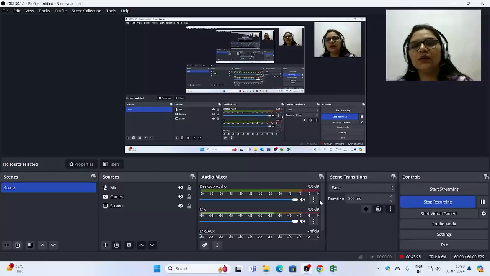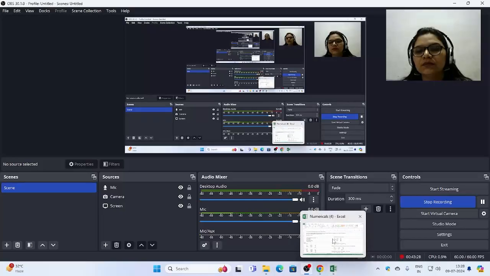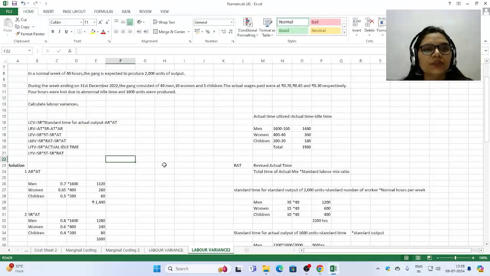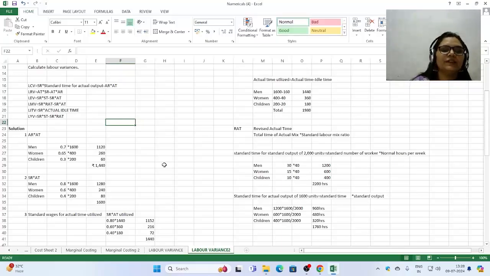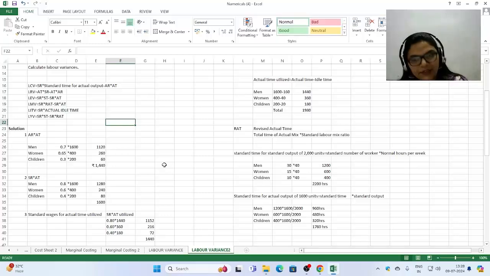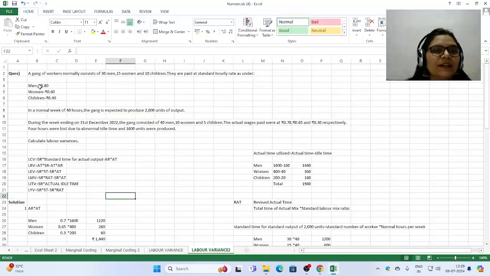Now, as I have said, if there is any confusion in your mind, let us keep it for the end of the session. But before winding up the session, let me brief again what sort of calculations we have done. We have been given a standard composition of labor, men, women, and children. This is our standard: 30 men, 15 women, and 10 children, and there are standard rates. Now this is standard output 2000 units, and a normal week is 40 hours.